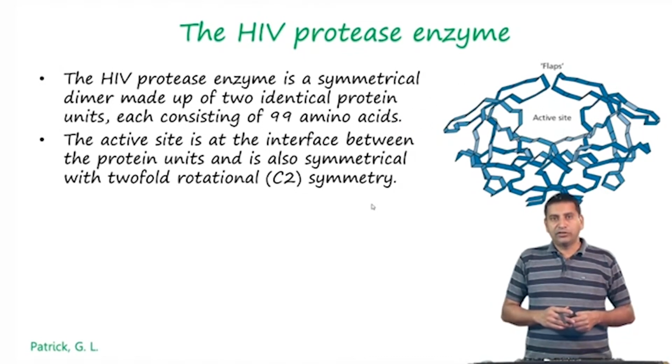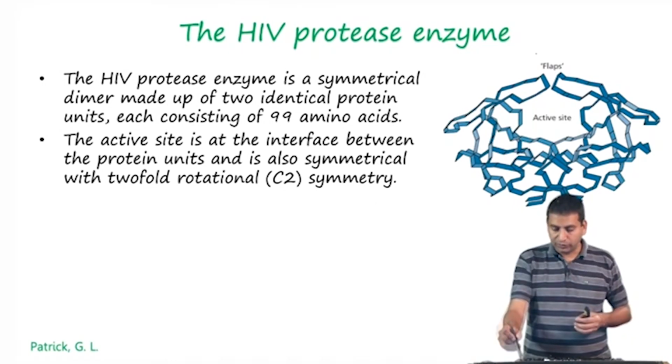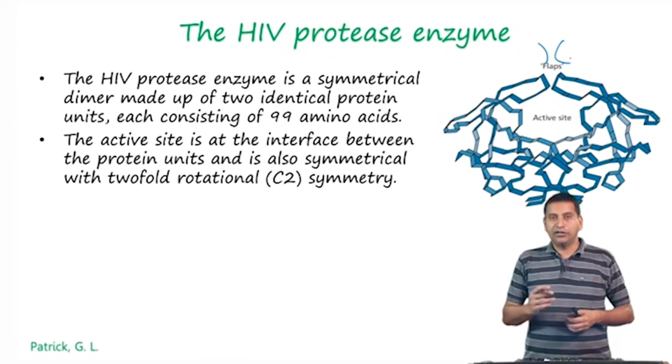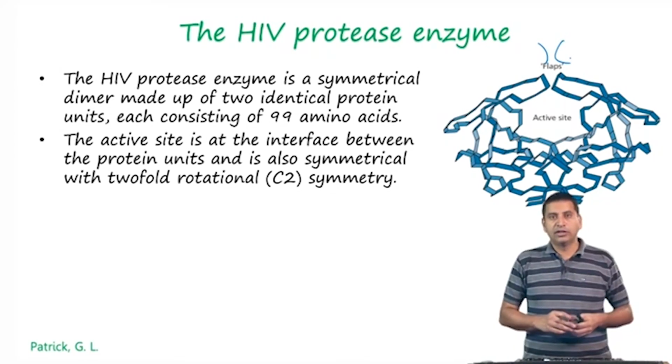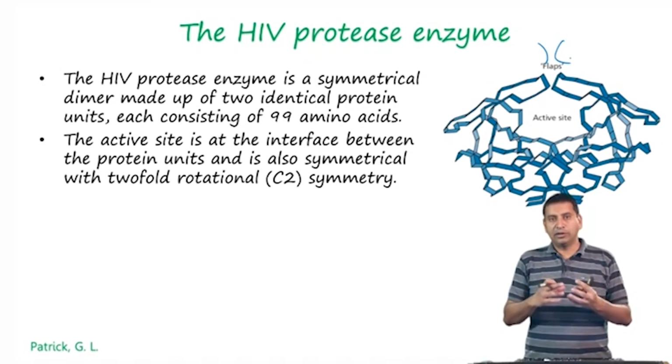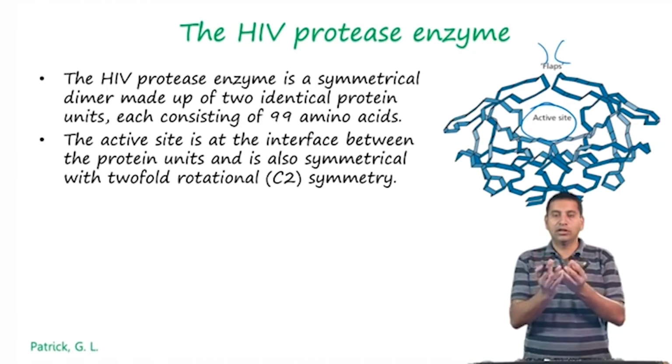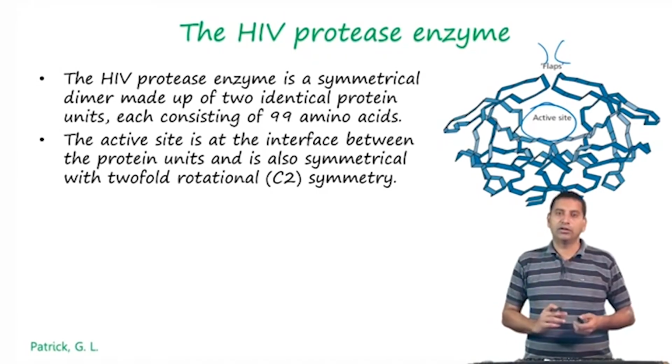So, the HIV protease is a symmetrical dimer made up of two identical units. It is shown here, this is one unit and that is the second unit, and it contains about 99 amino acids. The active site is at the interface between the protein units and is also symmetrical with two-fold rotational symmetry. So, here is the active site, which also has a C2 symmetry in it.